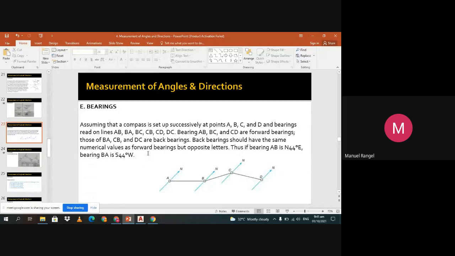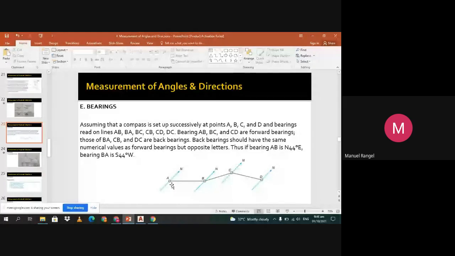So bearings, assuming that a compass is set up successively at points A, B, C, and D. So these are the points A, B, C, and D. Bearing reads on lines AB, BC, CD are forward bearings. So those BA, CB, and DC are called back bearings. So where is the forward bearing? From this point, the meridian is north.